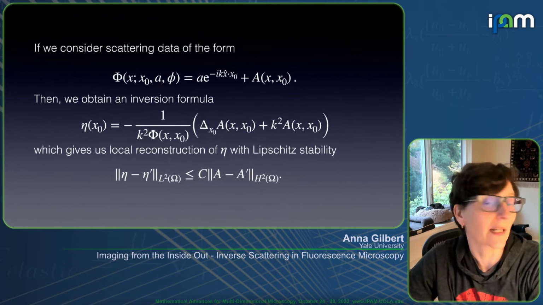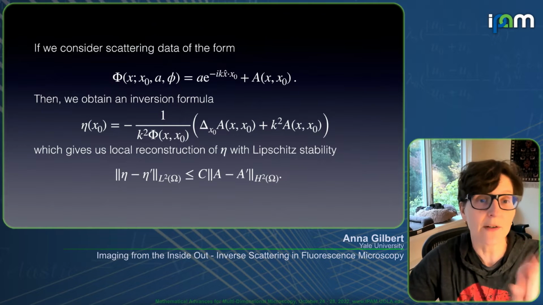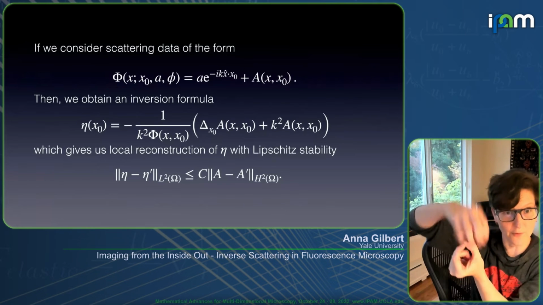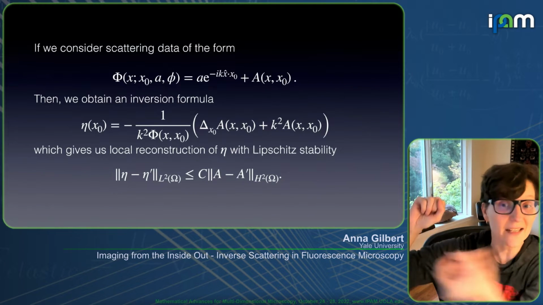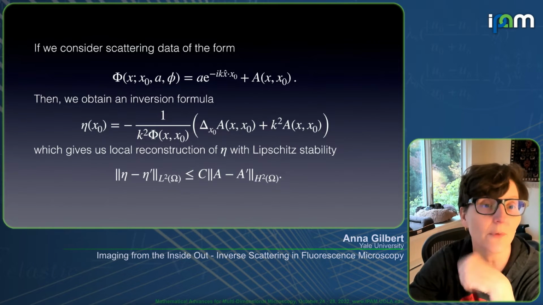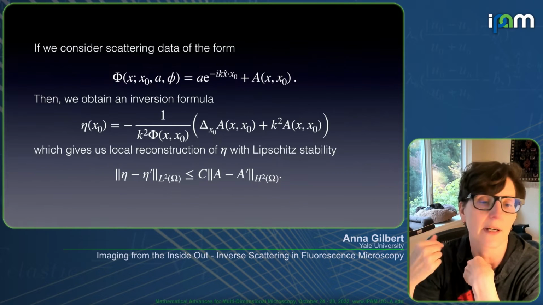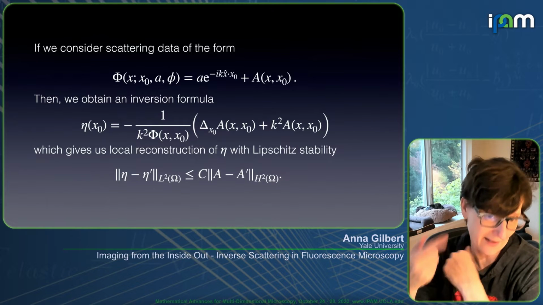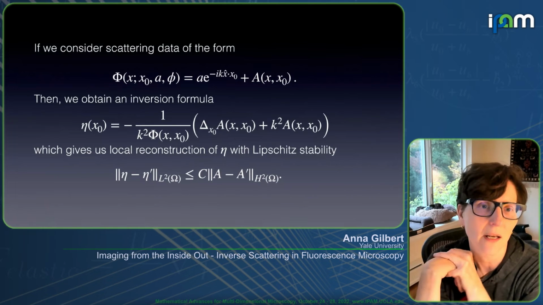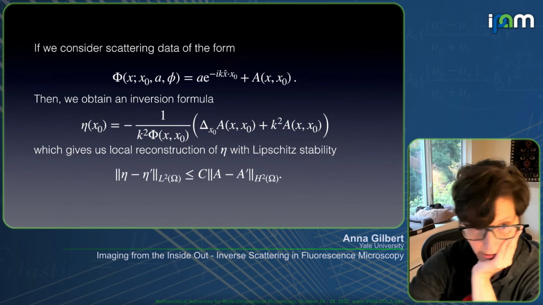So if we consider scattering data of this form, where we know x0, the location of this fluorophore that's emanating, we know its phase phi, and we know its amplitude, then we can get an inversion formula for the susceptibility of the medium. And this means that we can get a local reconstruction of the susceptibility within the medium, which is stable. It has Lipschitz stability of this form.